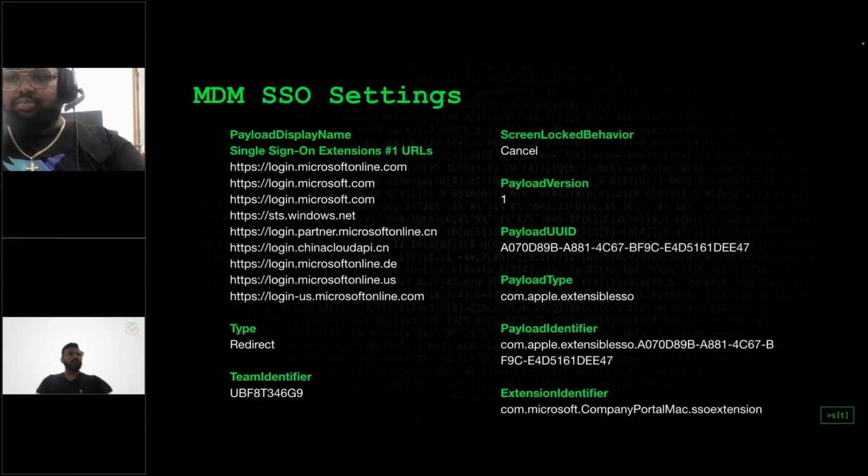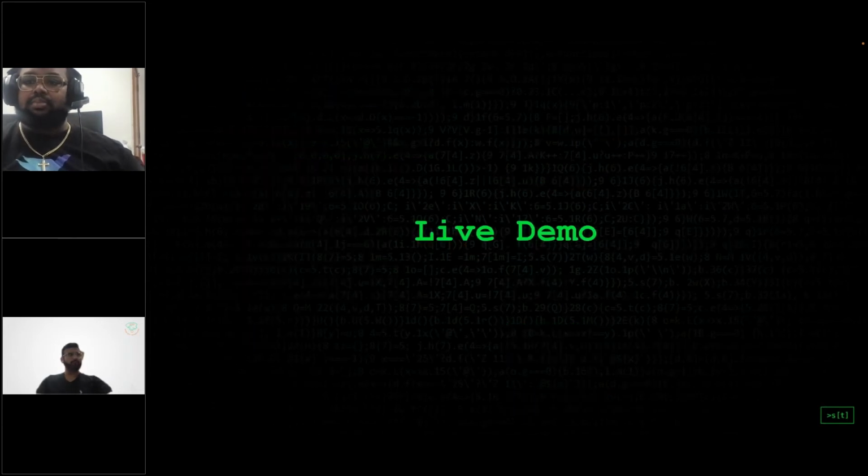So these are some of the settings that the MDM payload contains. The payload contains single sign-on extension URLs. So we need to first go ahead and essentially provide a whitelisting of the actual SSO logins the end users are going to be accessing. Here you can see a few examples of that, like login.microsoft.com, the partner Microsoft Online, and so on. The type must be redirect. There's a team identifier that needs to be included, and some other personal settings that you wish to modify as well, as you can see here. So these are just some of the SSO extensible payload settings that you can go ahead and modify.